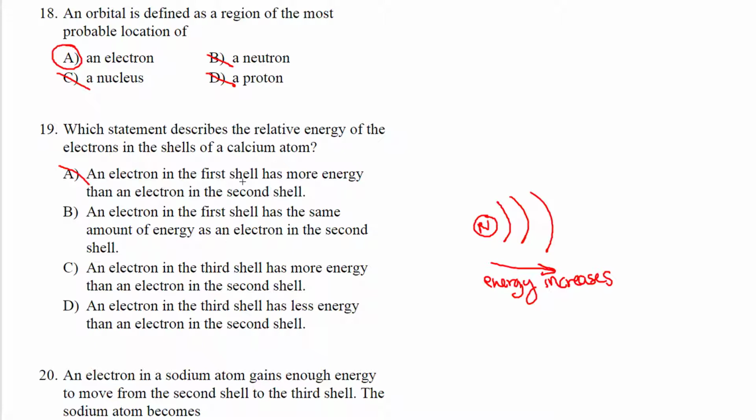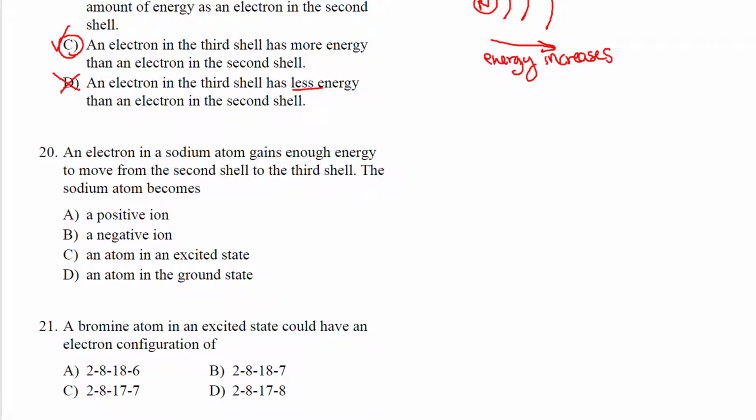So we know the answer cannot be A because this says the first shell has more energy. That can't be true. B, an electron in the first shell has the same amount of energy as an electron in the second shell, also can't be true because the energy increases as we move away from the nucleus. C, an electron in the third shell has more energy than an electron in the second shell. Actually, no, wait. An electron in the third shell has more energy than an electron in the second shell. Yeah, that's going to be our answer, because D, an electron in the third shell has less energy than the second shell, can't be true. C is our best choice.